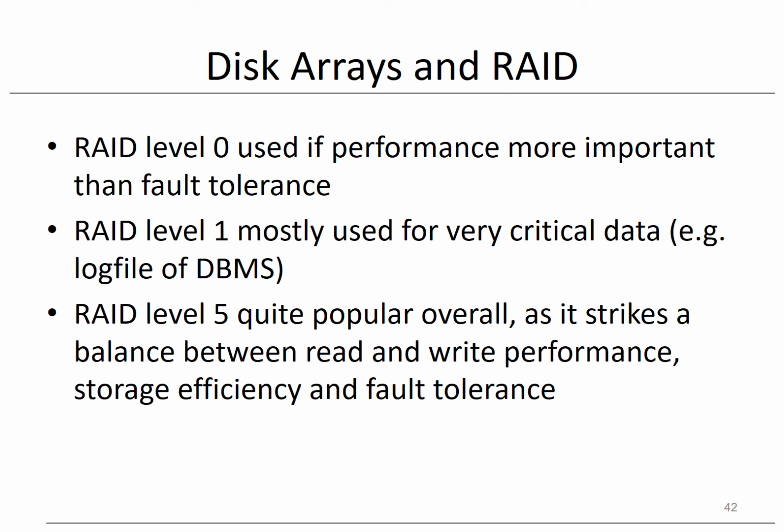RAID level 0 is used if performance is more important than fault tolerance. RAID level 1 is mostly used for very critical data, for example the log file of the DBMS. This configuration is the best in terms of continuity, as there is always an exact copy available in case of disk failure. In contrast, the other RAID levels that include redundancy invariably require reading the other disks in order to reconstruct the data from a failed disk. On the other hand, the fault tolerance in RAID 1 comes at the cost of a higher degree of redundancy, therefore requiring more storage capacity.